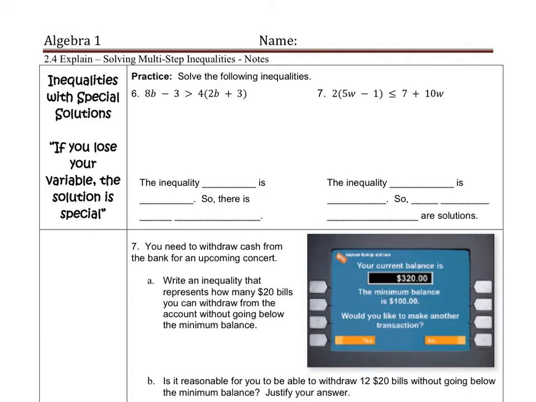Okay, as we discovered when we were solving equations, and again at the end of part 1 of inequalities, sometimes you lose your variable, and that makes a special situation. So on number 6 and 7, go ahead and solve them. Don't worry about filling in the things at the bottom, but solve both of them and decide if it's true or false for each one of those. And then turn back on the video, and we'll discuss the bottom fill in the blanks.